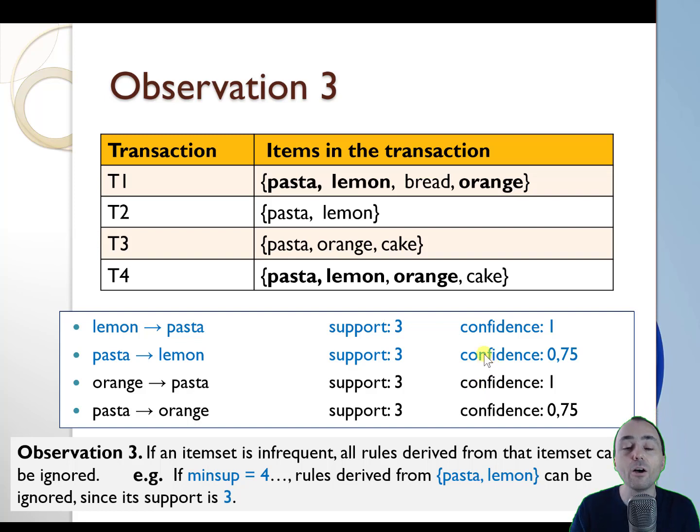Now, we can also make another observation that is very important based on this. If you know that pasta, lemon appears 3 times, then all the rules that have pasta, lemon will be infrequent. So this is very interesting because there are many rules with pasta, lemon, lemon, pasta. If you know pasta, lemon appears 3 times, you don't need to look at these 2 rules. So this is a very interesting relationship between item sets and association rules.